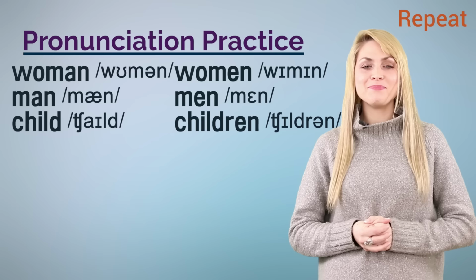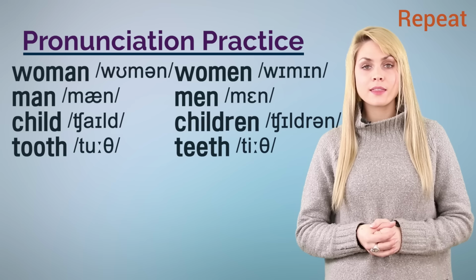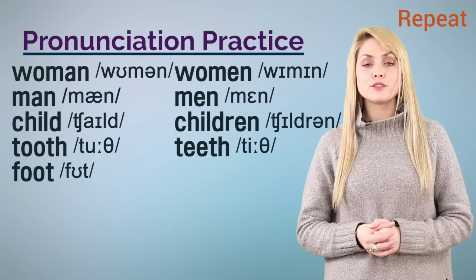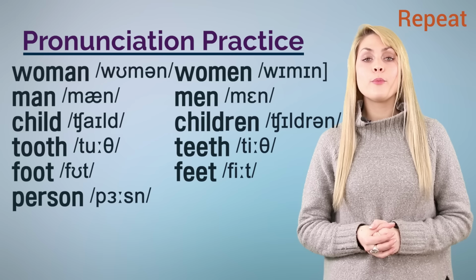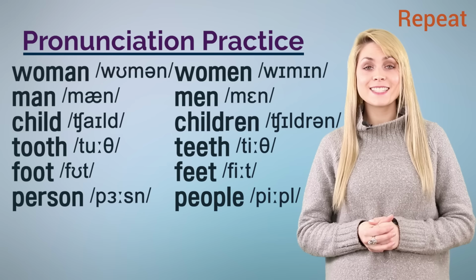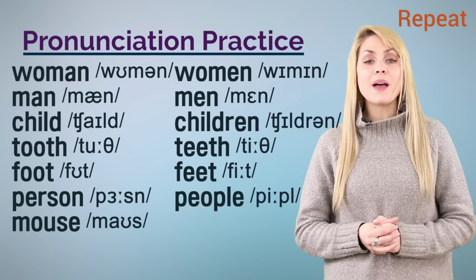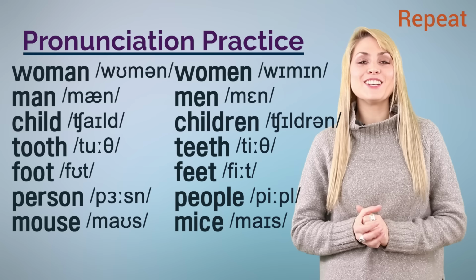Tooth. Teeth. Foot. Feet. Person. People. Very good, guys. And the last one, mouse. Mice. Excellent, guys. Let's now move on to other irregular plural forms.